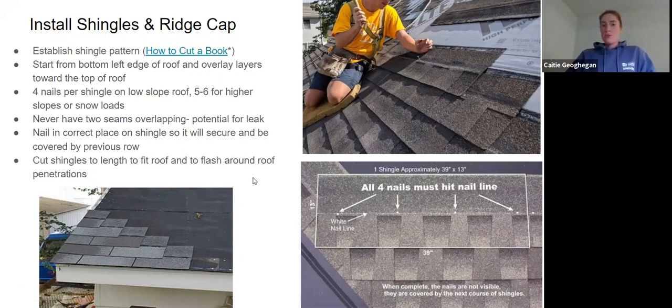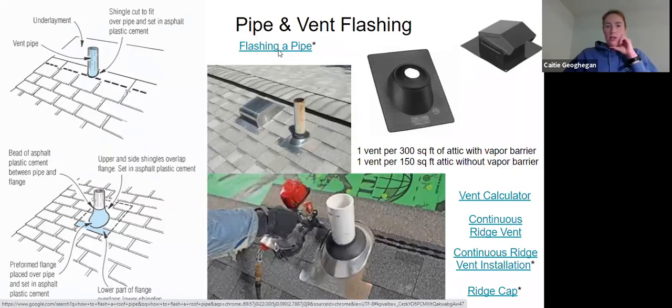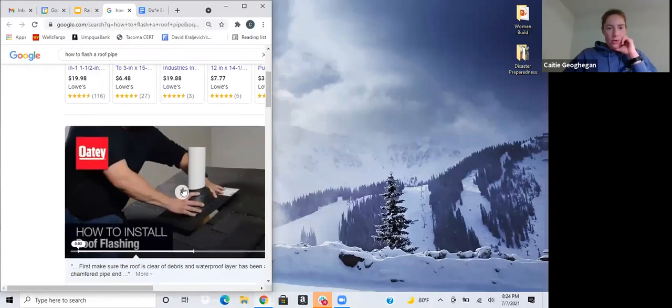And then we also have to remember to flash around any roof penetrations as we go, which I'm going to talk about right now. So, flashing. Thinking back to that slide that had the different types, any other kind of penetrations in our roof, we would want to flash them, which means waterproof them. And I think for this, I'm going to go ahead and play this video because it'll explain it just as well as I can. All right, here we go.